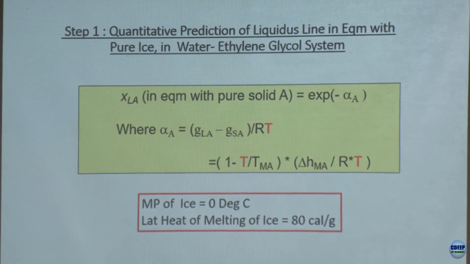Fine. Now for the ice, the melting point is 0 degree centigrade, 273.15 degree Kelvin. Latent heat of melting of ice is 80 calories, multiply that by 4.18 and you will get the value in joules per kg.